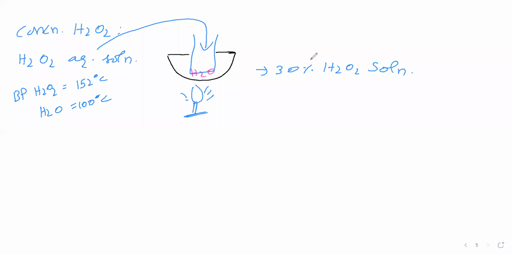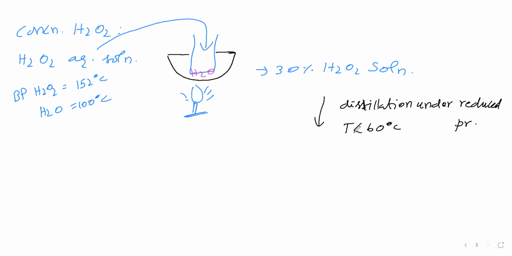Next, this solution is taken for distillation under reduced pressure. Then we are giving a temperature less than 60 degrees Celsius. What is happening means water molecules are evaporating away. Then we are getting a 90% H2O2 solution. So, how to go for distillation under reduced pressure? How to arrange the apparatus?